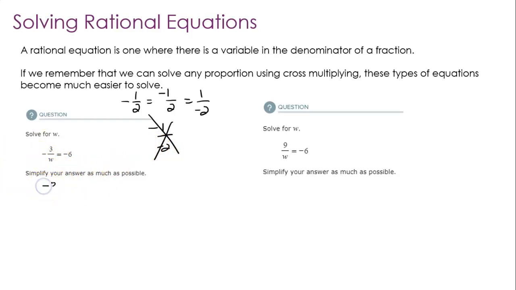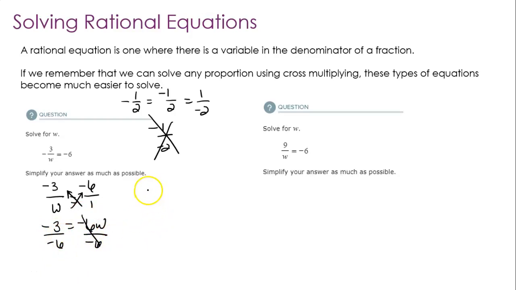So instead of having it be just in the middle or with the w, I'm going to rewrite that as negative 3 over w. And then I want to rewrite this as a proportion, so I'm going to make that negative 6 over 1. We're going to cross multiply, so we get negative 3 equals negative 6w. And be careful about your division. The small number is on top. I cannot divide 3 by 6.